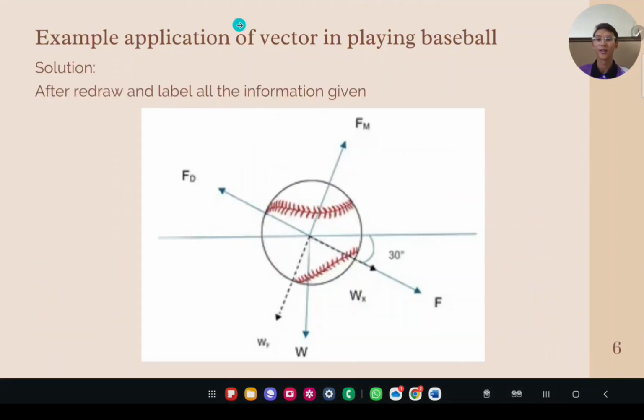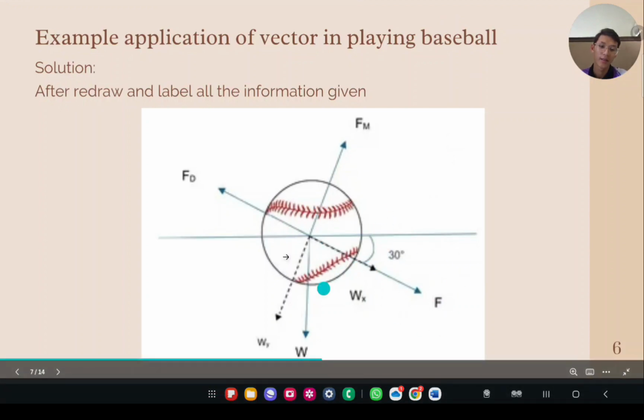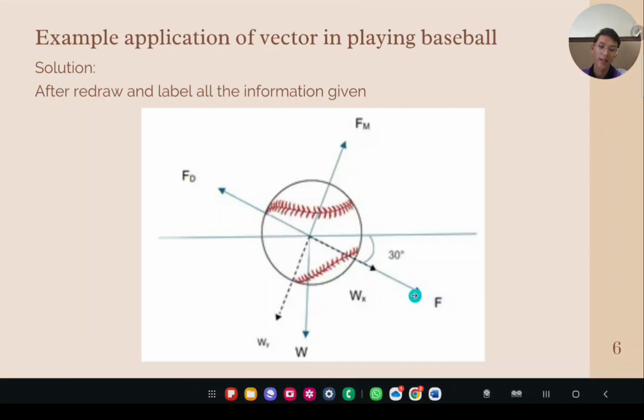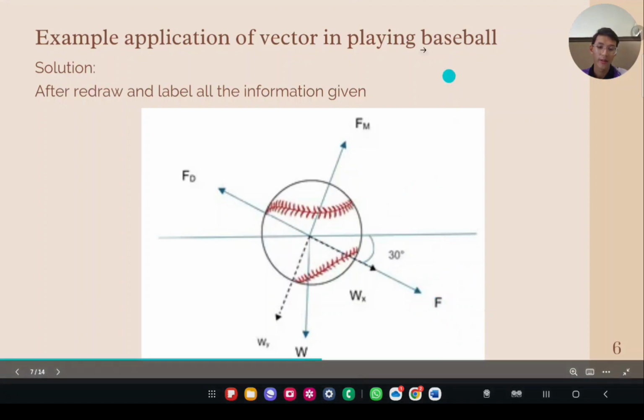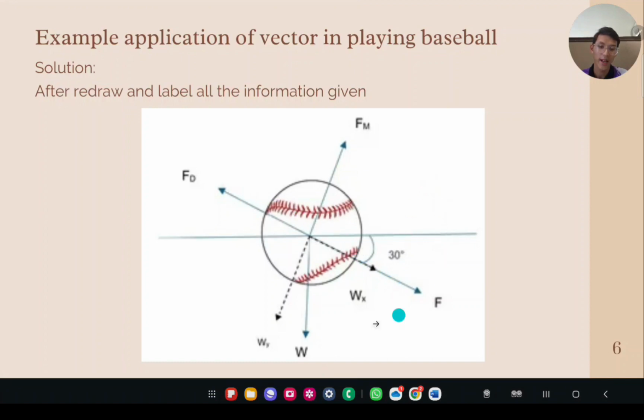So this is the solution after we redraw and label all the information given. So we got here the external force is parallel with velocity, and the opposite of external force is drag force, because of the air resistance.